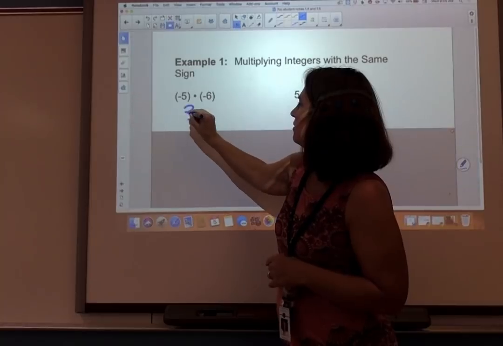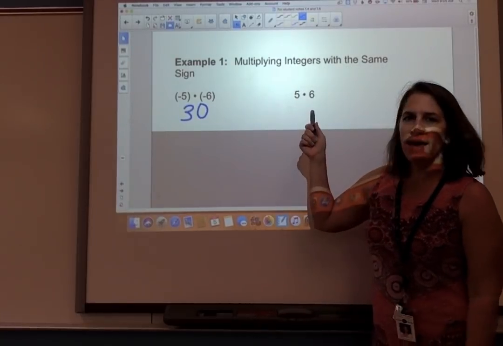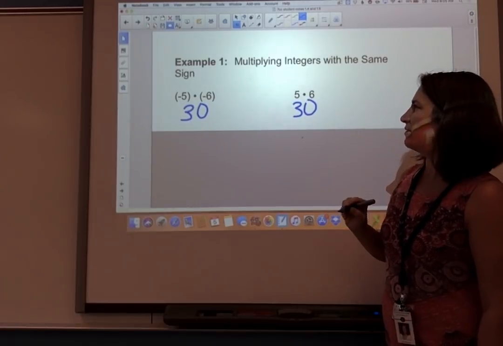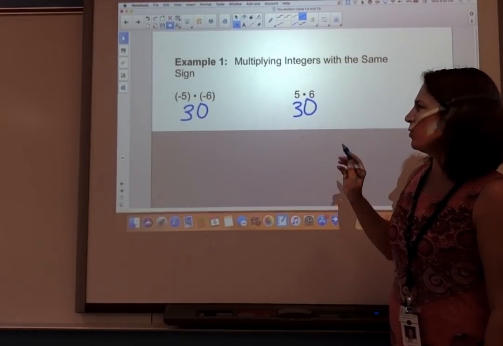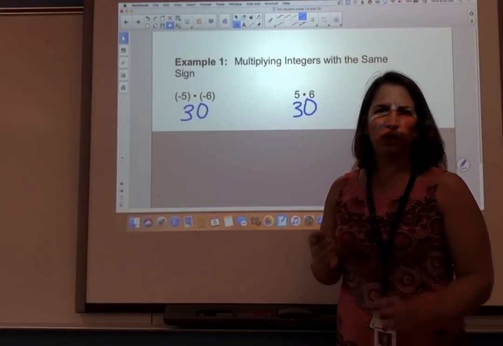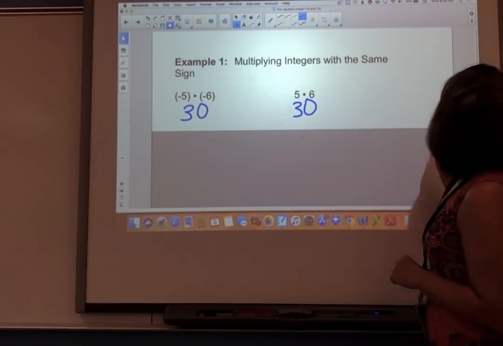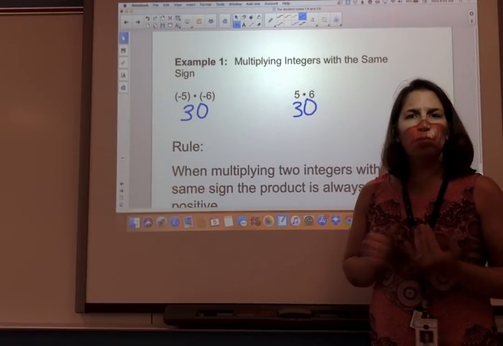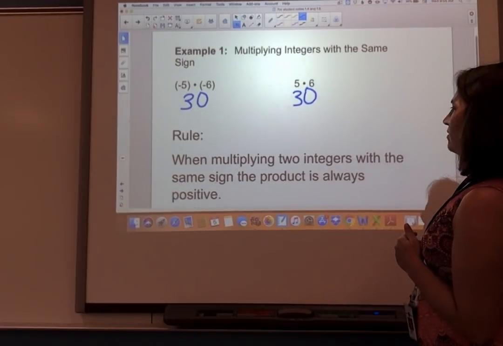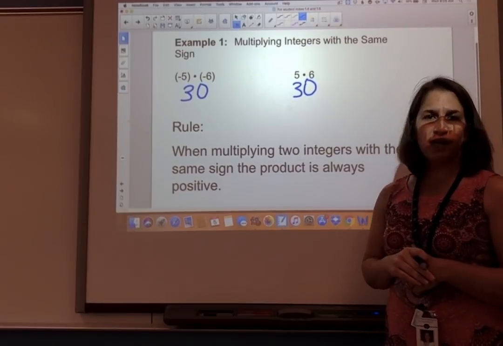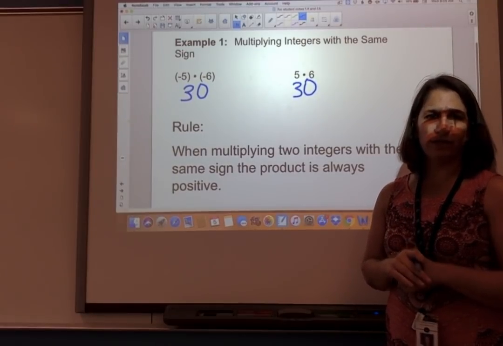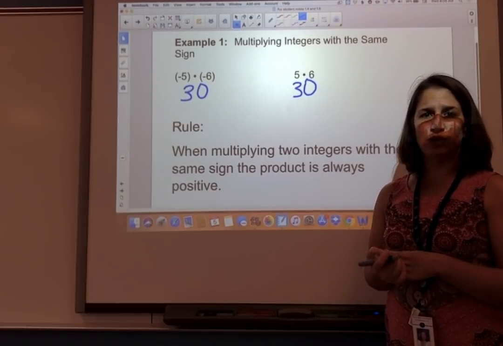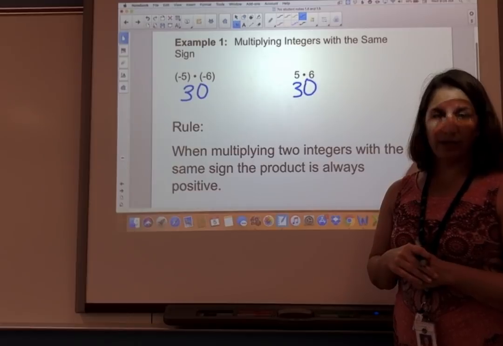So this is going to be positive 30. And then when we multiply 5 times 6, that's also going to be positive 30. So both of those problems are going to simplify to 30. So let's go ahead and write down a general rule that when multiplying two integers with the same sign, the product is always positive. Multiplying two negative integers or two positive integers will result in a positive product.